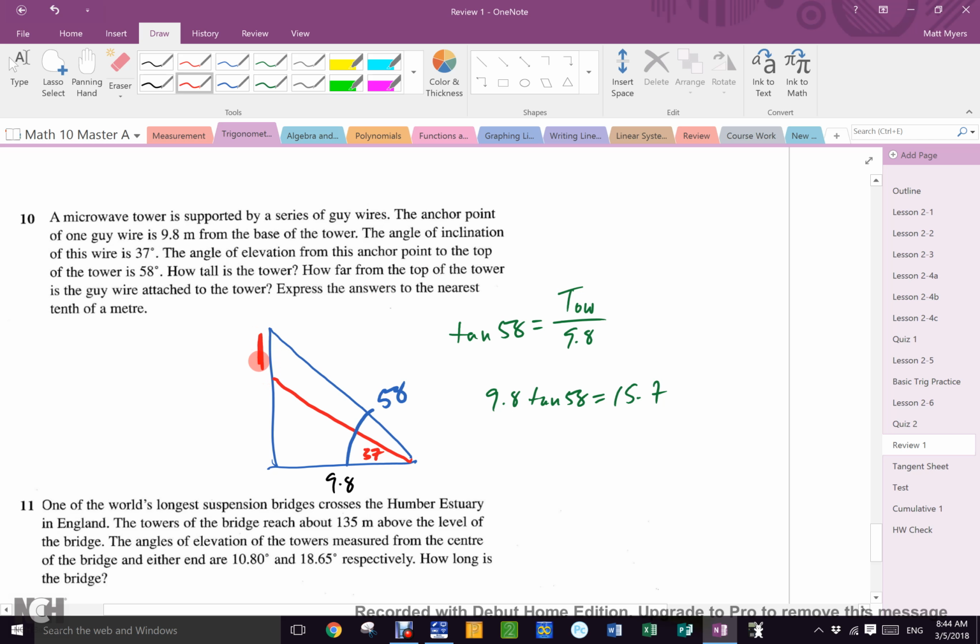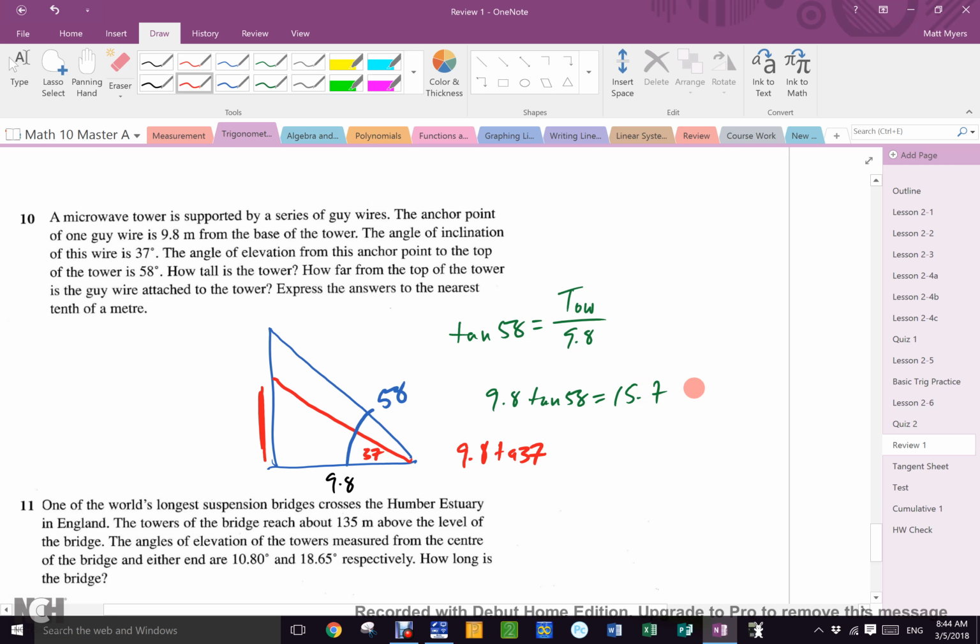So I need this right here, that distance, yes? But to find that distance, I need this distance. And then I'm going to take that minus that, right? So that distance is going to be, if I write it out, 9.8 tan 37, yes? I've already got this sitting on my calculator.